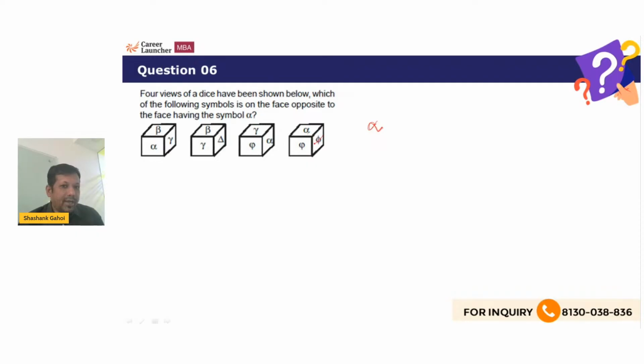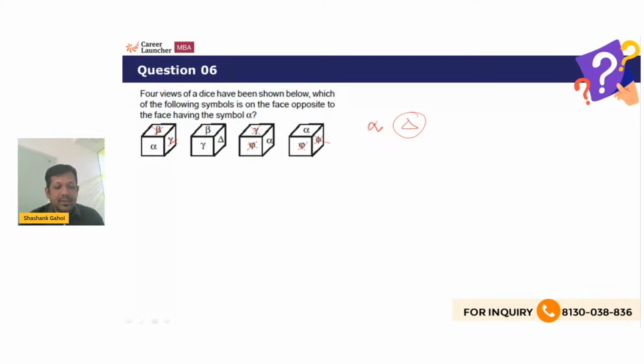Opposite to alpha, I can't have this symbol. I can't have this symbol. I can't have this symbol. Opposite to alpha, I can also not have this symbol. So what is the symbol that is left out? That is delta, or I can say triangle or delta. So my answer of this question is going to be delta.